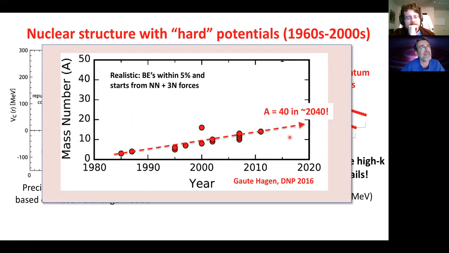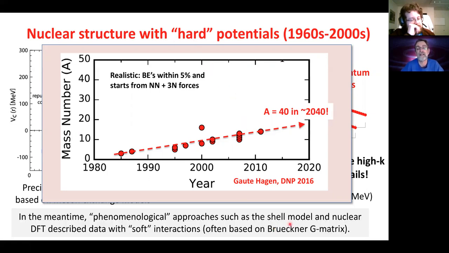What was going on at the same time is people who didn't like these hard potentials used other methods. They developed this shell model further, and they did something called nuclear density functional theory. And those interactions were soft, meaning they had none of this high momentum stuff. And they seemed very successful.